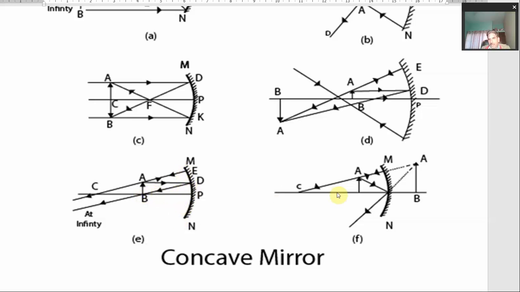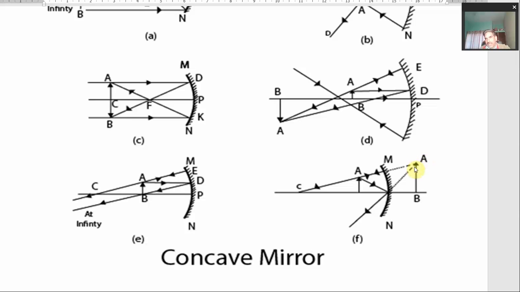And when the object is brought even closer than the focus, we draw the two light rays in a very similar manner. We see that the reflected light rays do not meet anywhere, or we can say the reflected light rays never meet, not even at infinity, on the same side of the mirror. So we extend these light rays behind the mirror, and they appear to be meeting behind the mirror at this point. So this will be the position, or we can say the image of this point A. So we can write it as A dash.